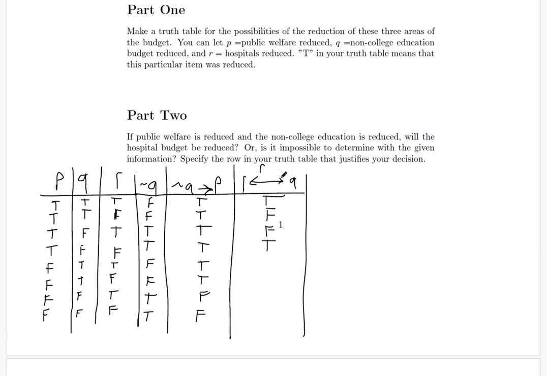With the if and only if statement, they both just have to be the same. So that's why I marked this one true, because they're both the same. So true, true, those are the same. True, false, those are different. True, false, those are different. False, false, those are the same.